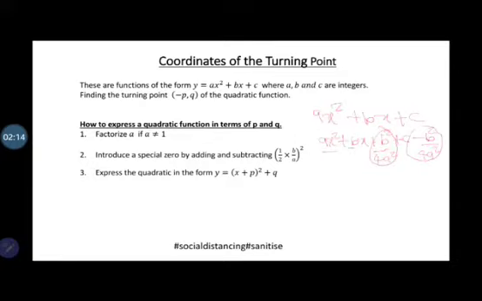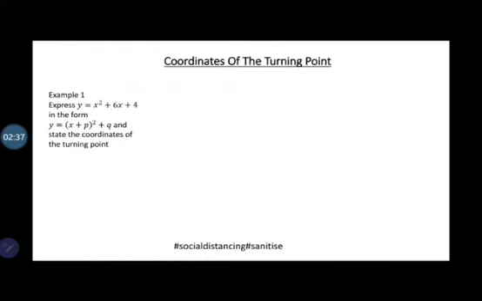So I'll end up with the same variables that I had in the beginning, which is why we call it introducing a special 0. Then 3, you express the quadratic function in the form y is equal to x plus p squared plus q. Let's have an example so that we can look at how the final stage is done. Express y is equal to x squared plus 6x plus 4. Our coefficient of x squared is already 1, so there's no need for us to factor out anything.